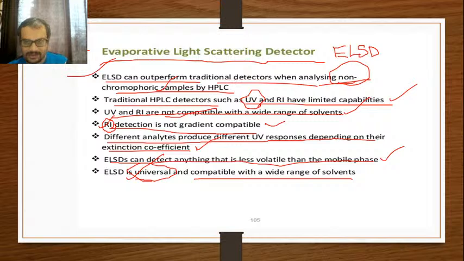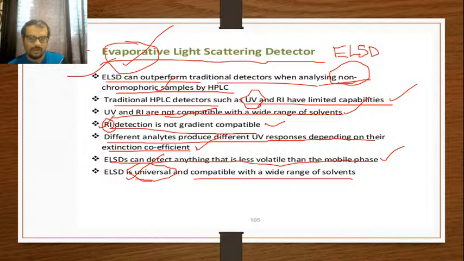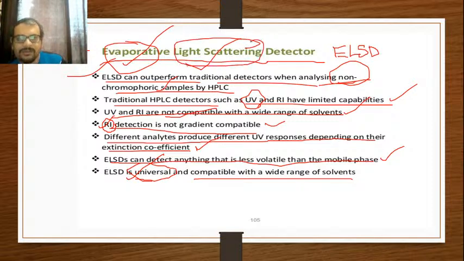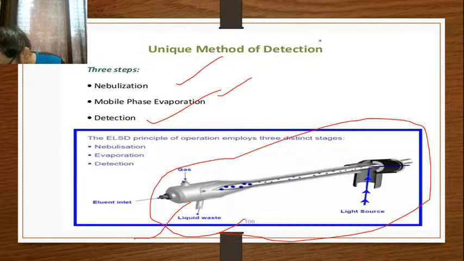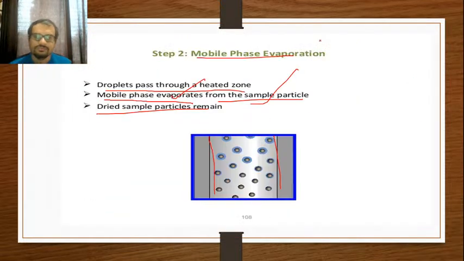Evaporative light scattering detector, you can easily remember this. Evaporative means the solvent or the mobile phase gets evaporated, and the remaining sample will allow you the light scattering, and this amount of light scattering can be detected by the photodiode, which forms the basis of your ELSD. Okay.